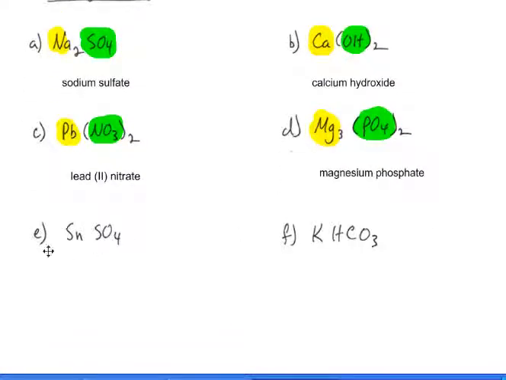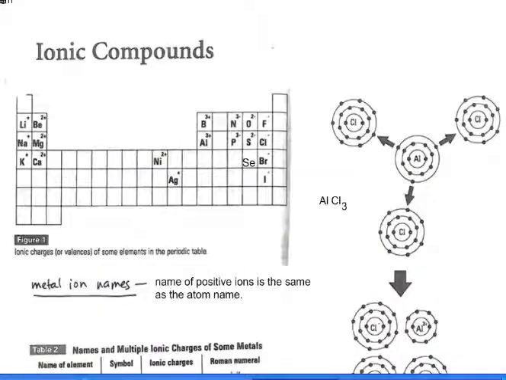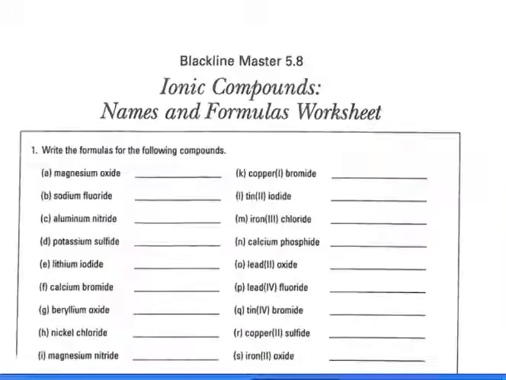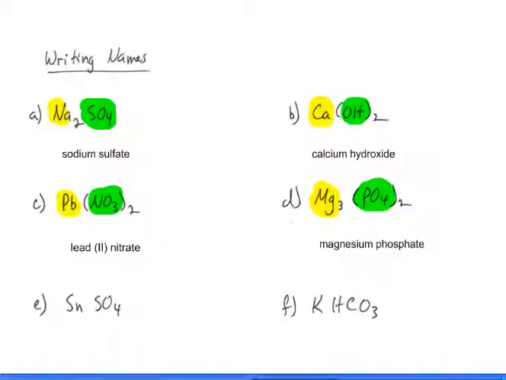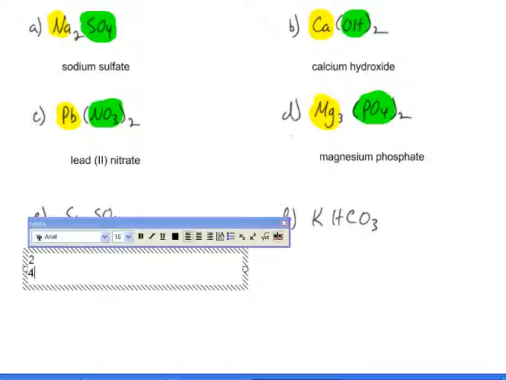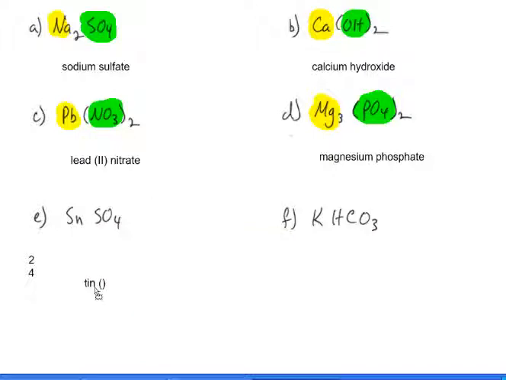Last 2 here, we'll take a look. Sn, if we look back, that is going to be tin, but once again, it's one of those ones that has more than one option. If we go back here, tin could be 2 positive or 4 positive. So we're going to have to figure out which one it is, 2 or 4. So 2 or 4, I'm just going to write that down. So I know it's tin. I don't know which version it is though, so I'll just leave my brackets there.